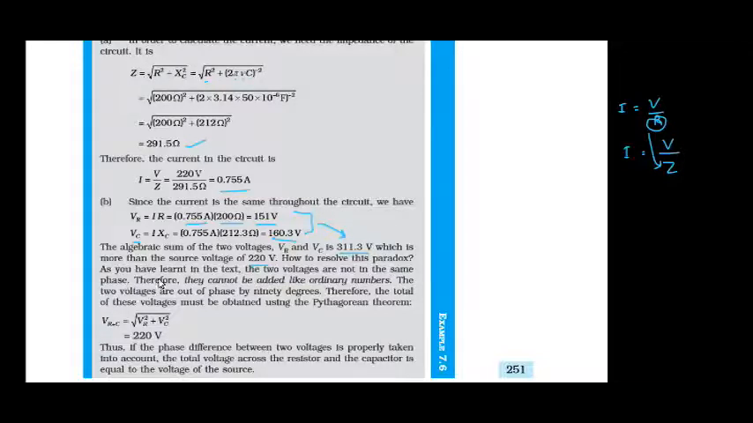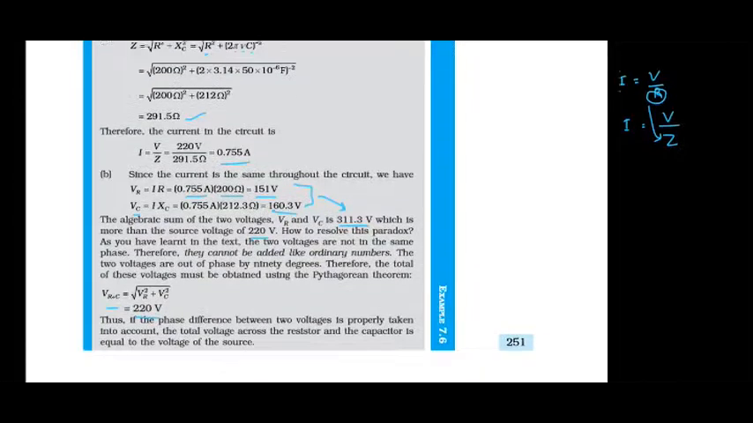As we have learnt in the text, the two voltages are not in the same phase, therefore they cannot be added like ordinary numbers. The two voltages are out of phase by 90 degrees. Therefore, the total of these voltages must be obtained using Pythagoras theorem. That is, VRC is equal to the square root of VR square plus VC square. Put the value of VR and VC and we get 220 volt.